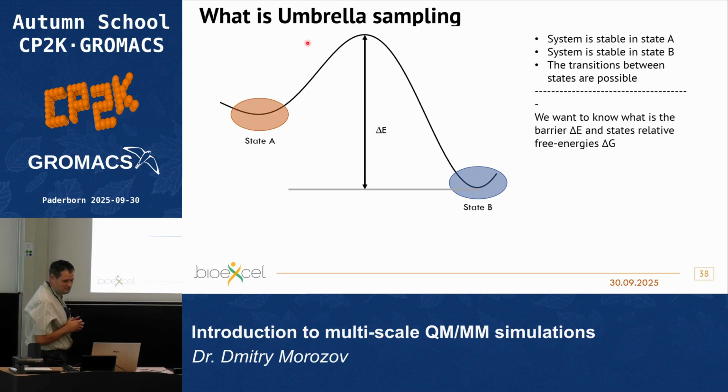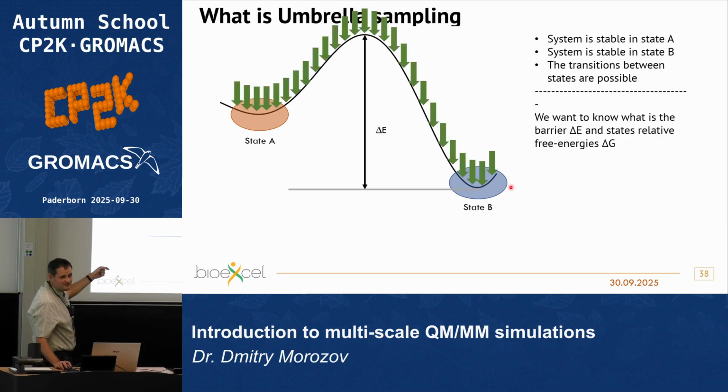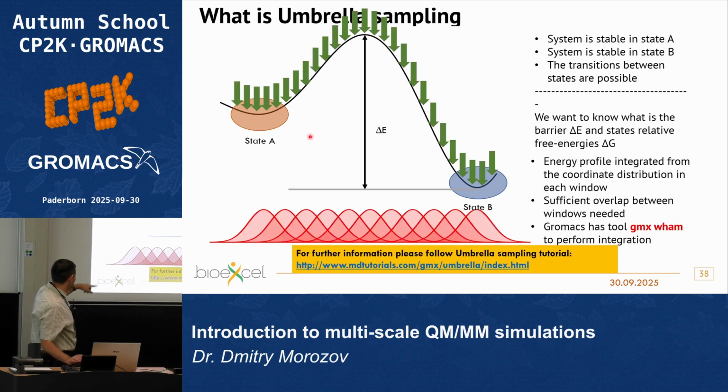Instead of this, people decided that instead of pulling through the whole coordinate in one go, they can do that pulling in very small steps, which are called umbrella windows. Why umbrellas? Because I will show you. Because of this, it looks like an umbrella, especially if you cover it.